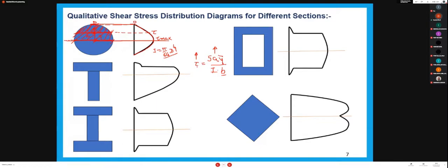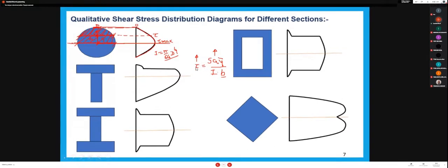In the same way, we will also define the shear stress variations for all the sections in the next lecture. But you have to remember this equation for finding the shear stress, that is S A y bar divided by I into B. So today we stop here. From the next lecture, we will see problems related to shear stress. Okay. Thank you.